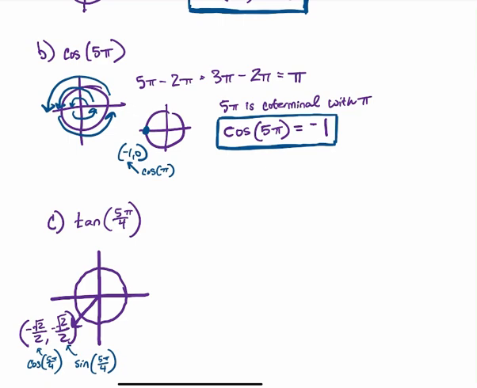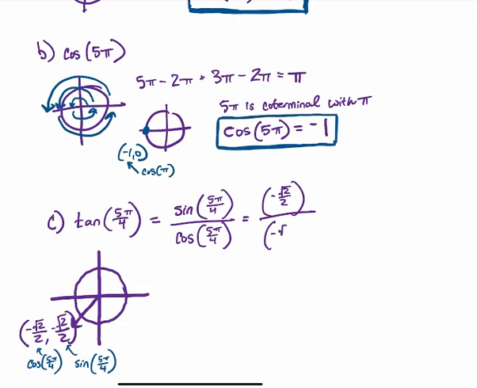So let's use that identity that the tangent of 5 pi over 4 is equal to the sine over the cosine. So the sine of 5 pi over 4 over the cosine of 5 pi over 4. So in this case, it would be -√2 over 2 over -√2 over 2. And it's the same value, so these just cancel out. And they're both negative, so it becomes positive 1.